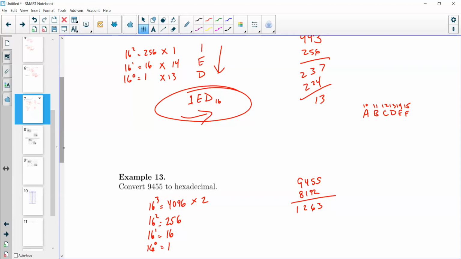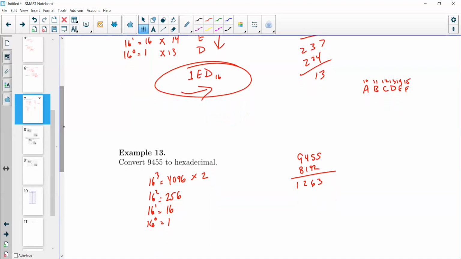Check my math, because I became a math teacher because I was lousy at math. 256 goes into 1,263. Is that about 5? No, I think it's going to be 4, right? Say 4. Giving me what? 1,024?